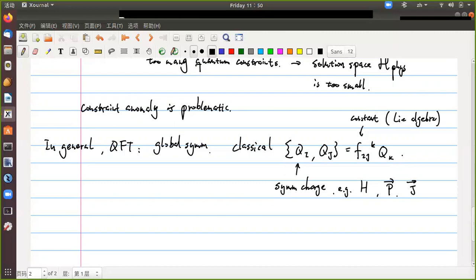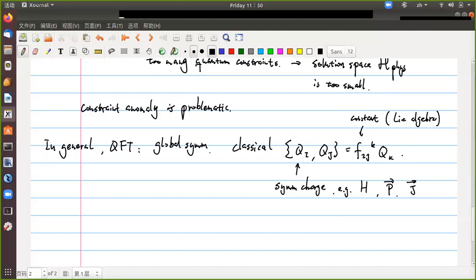And sometimes you also get local symmetries, such as the U(1) symmetry of a complex scalar field, or the Maxwell field. You also get some U(1) symmetry.